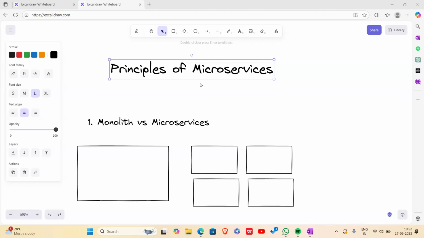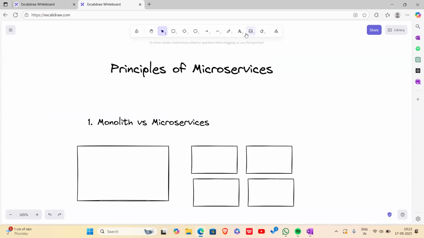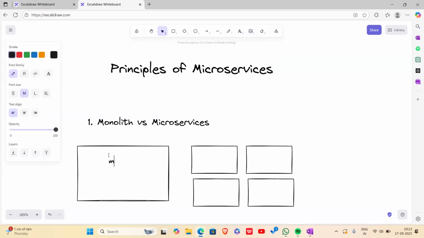First, we are going to discuss what is monolith versus microservice. Let's start with the basics. What's the difference between a monolith and a microservice? A monolith is a single unified code base. Monolith is a single unified code base. All features like user management, orders, payment, shipping are packaged and deployed together.